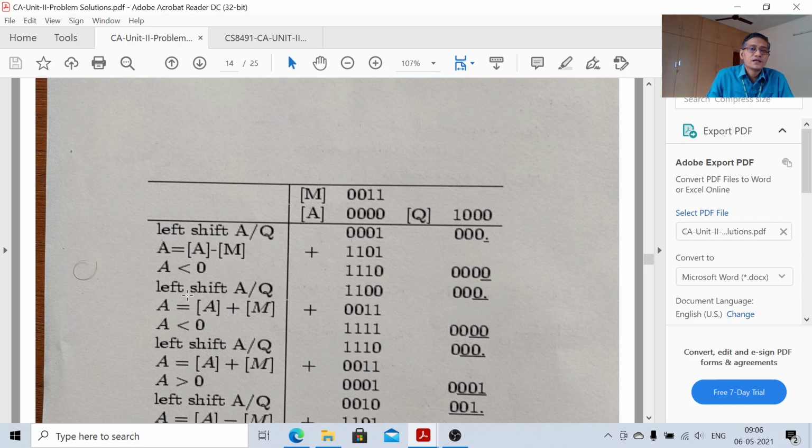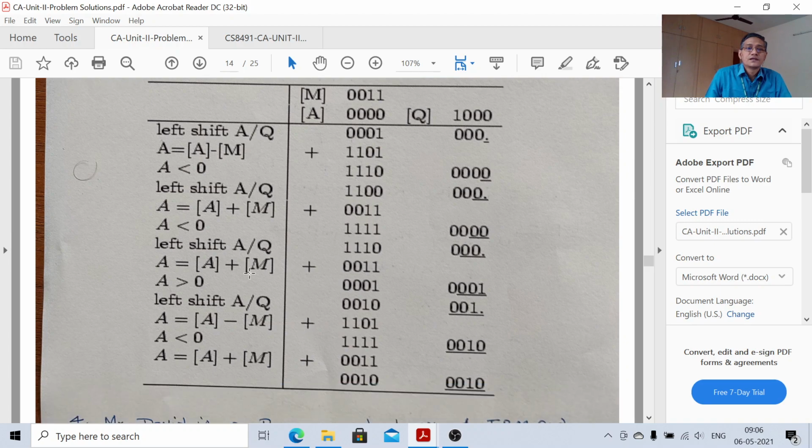We are going to perform A equal to A plus M. Why A equal to A plus M? Because it was previously negative. Now 0011, so we are going to add it, and if A is still less than 0, we are going to assign Q naught to 0. Then again left shift AQ.